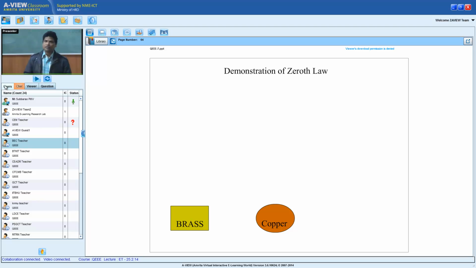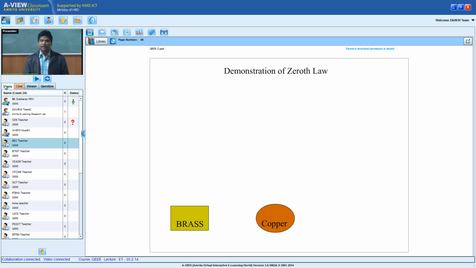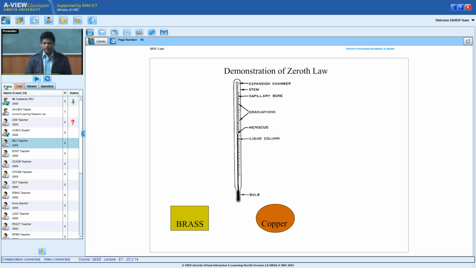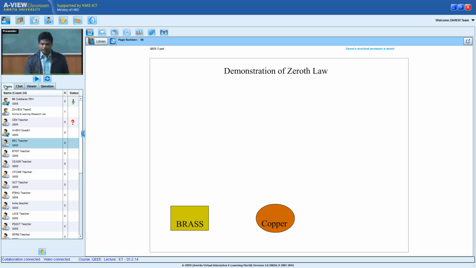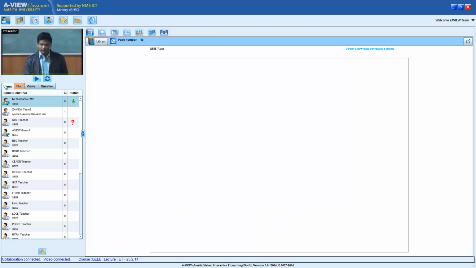So, the demonstration of the zeroth law in a perfect way. You see this one, I have a hot brass block and a hot copper block. Then I'm using a thermometer. This thermometer is not in equilibrium with either of them. But I want to know the brass temperature and the copper temperature: are they the same, or are they different? Then I'll take this thermometer and keep it in contact with the brass. Then automatically what will happen? There is a signal coming.